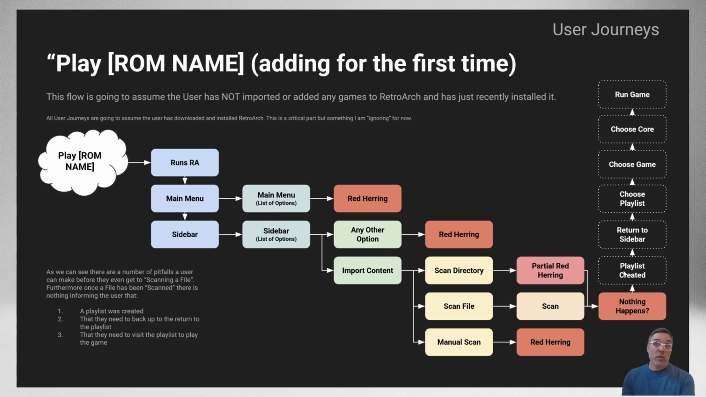A playlist or multiple playlists would be created, and the user is still none the wiser that that's happened, and then they still need to go to the sidebar and then make a big jump to the fact that they need to select a core.